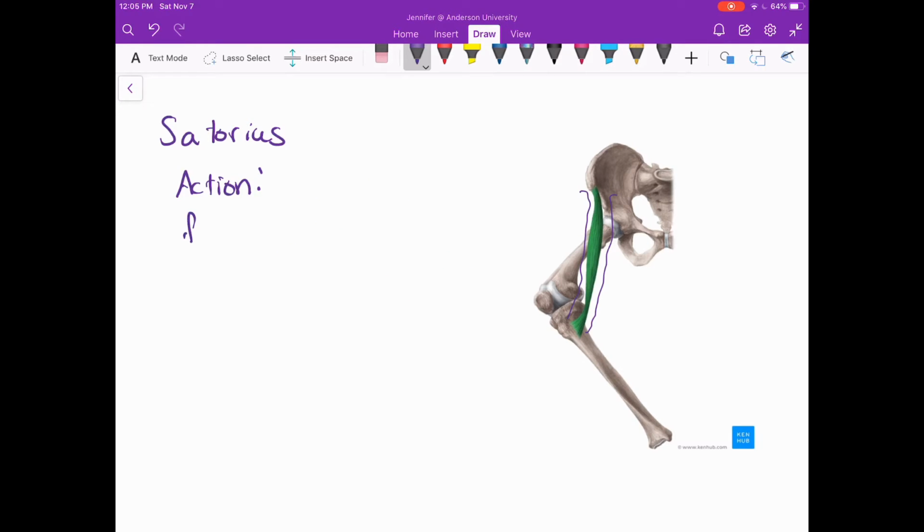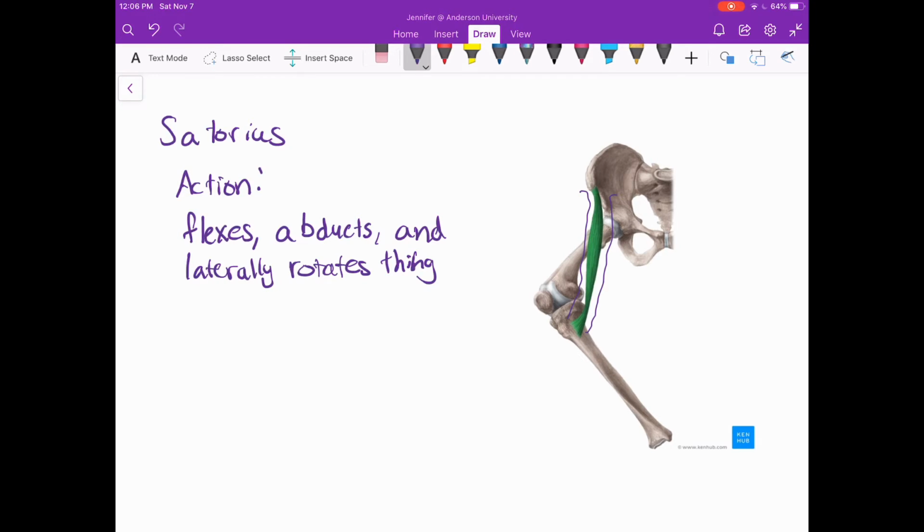The action of the sartorius, it flexes, abducts, and laterally rotates the thigh. It also flexes the leg, and it is known as the tailor's muscle because once again, as the picture kind of shows, this muscle allows you to cross your leg or prop your foot up on your other leg.